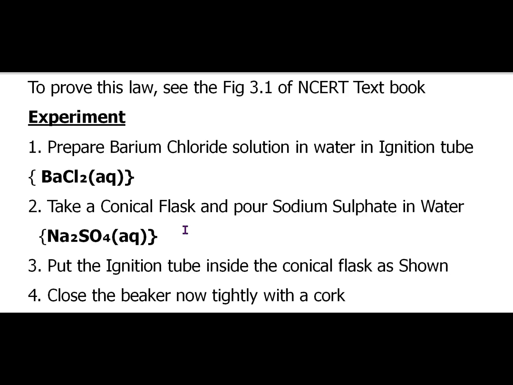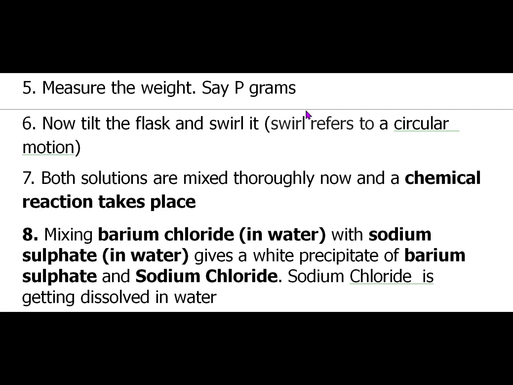Put the ignition tube inside the conical flask as shown. Close the flask tightly with a cork. Close it completely. It should be airtight. Now we have to measure the weight. Measure the weight. Say it is p grams.